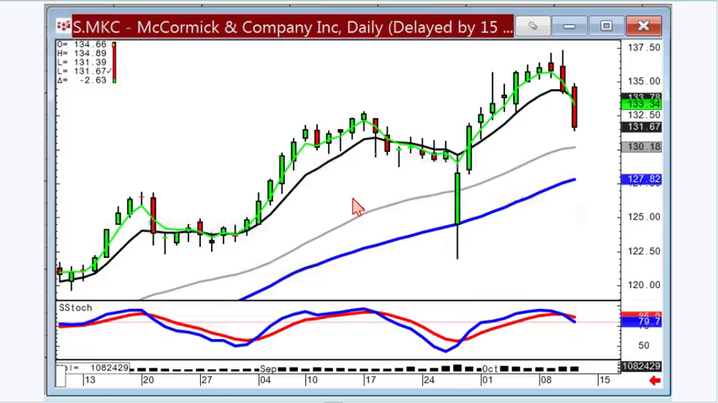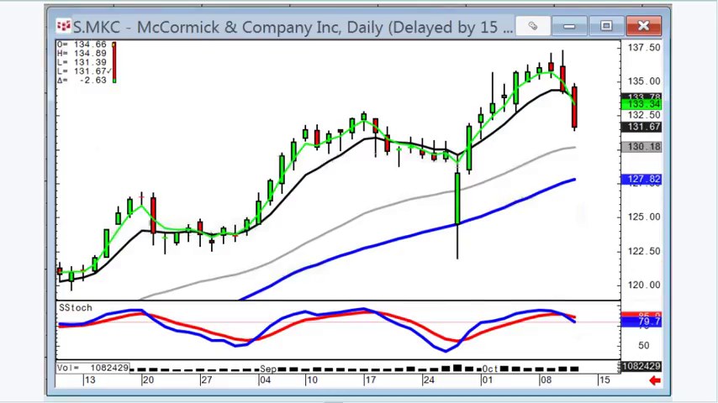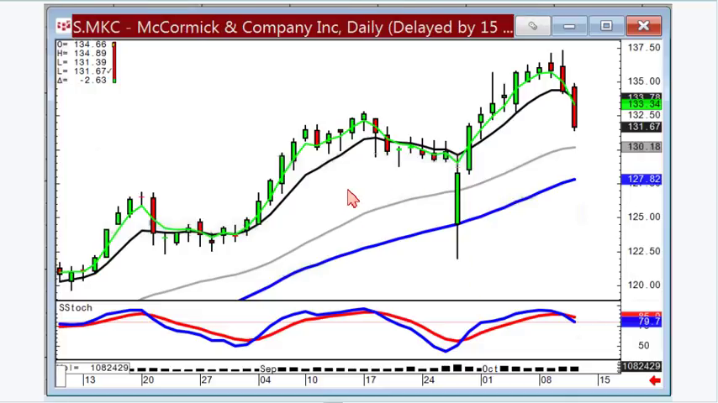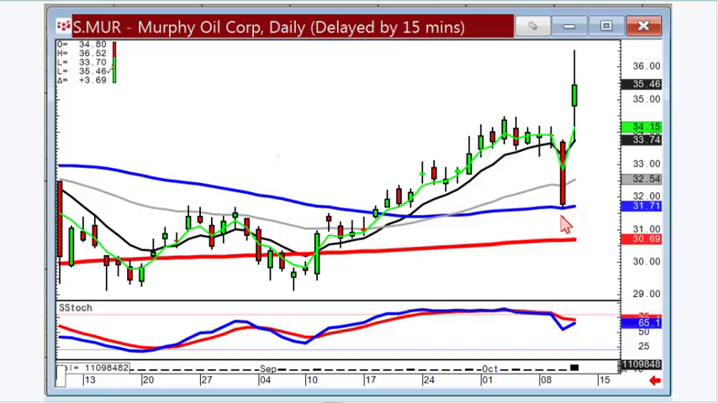Do you consider a trend from the last 35 bars? No, I have no relevancy as far as the number of bars. Yes, if you happen to see before the market opens, I'm guessing Murphy was one of those where if somebody said, oh, look at Murphy gapping up, and you saw it was opening up here, yeah, you could start thinking about buying it here.